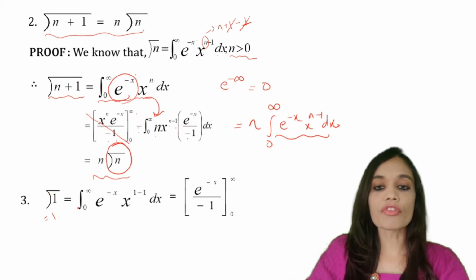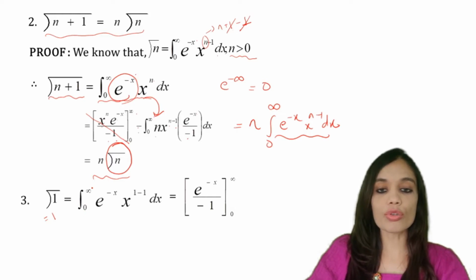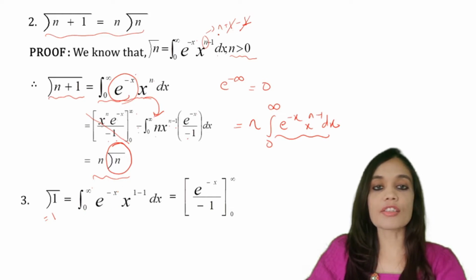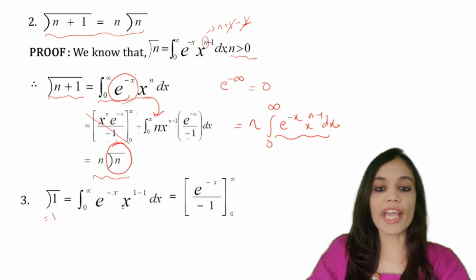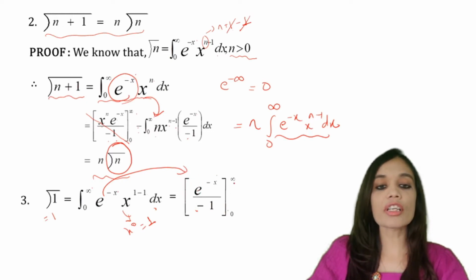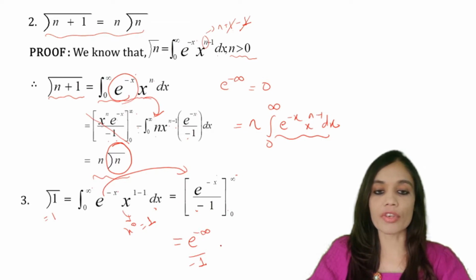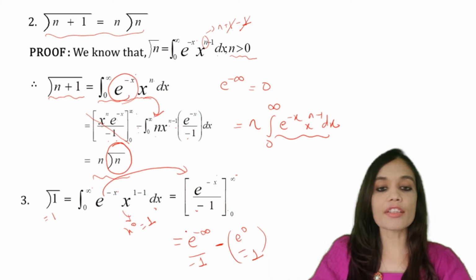So gamma 1 will be equal to integration 0 to infinity e raised to minus x, putting the value of n as 1, so x raised to 1 minus 1 dx. But the value of x raised to 0 will be 1. The integration of e raised to minus x will be e raised to minus x upon minus 1, and your limits are 0 to infinity. Now if you put your limits, it will be e raised to minus infinity upon minus 1, minus, put 0, so you will get e raised to 0 upon minus 1. Now the value of e raised to minus infinity is 0.